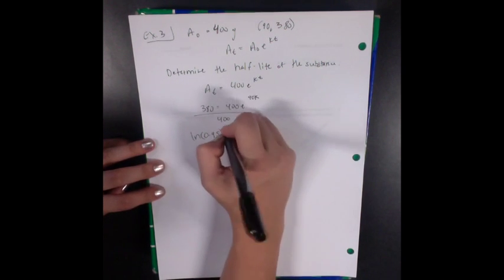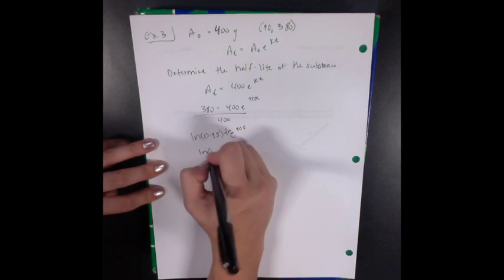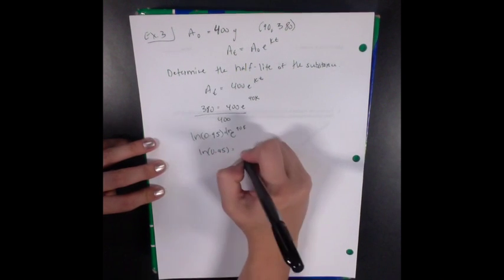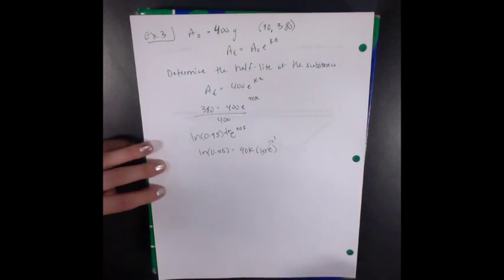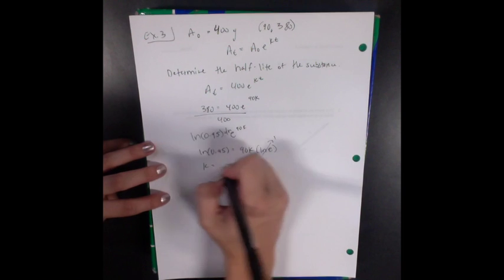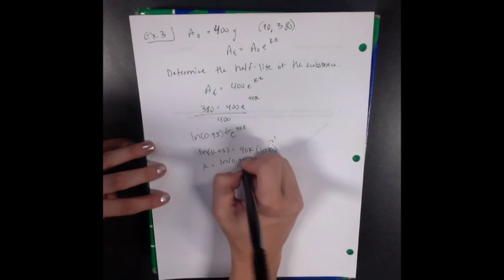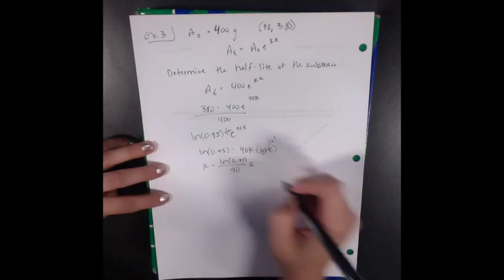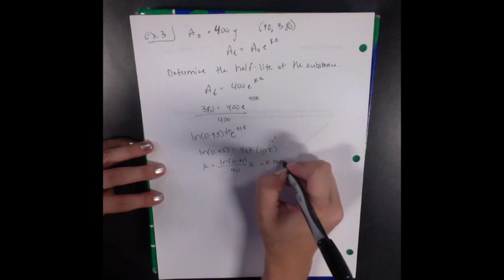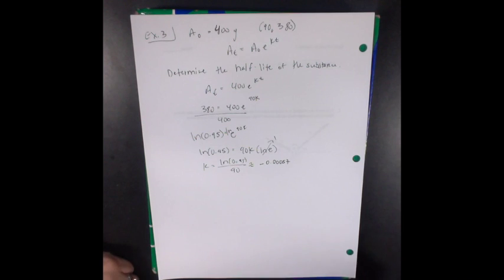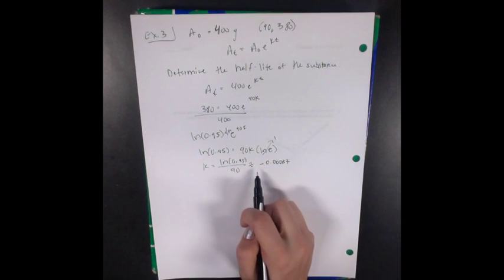I take the natural log of both sides, so I have the natural log of 0.95 equals 90k times the natural log of e, which is 1. So k is the natural log of 0.95 divided by 90, which gives me approximately negative 0.00057. Exponential decay has a negative k.